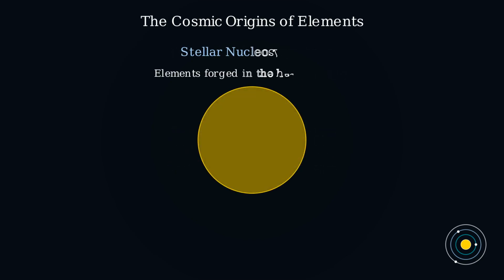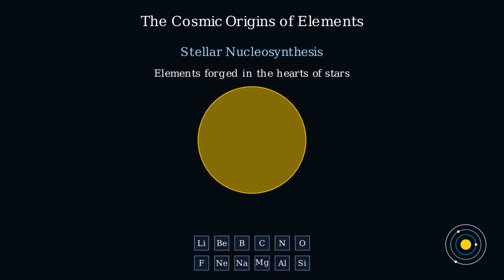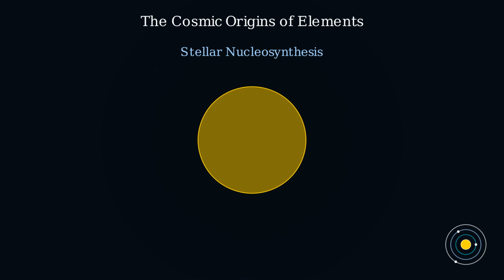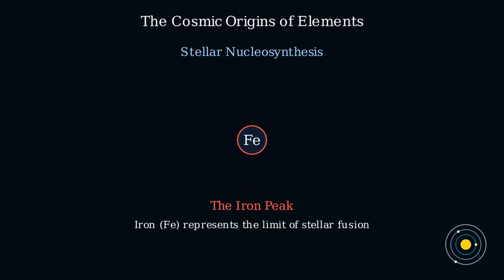As the universe cooled and the first stars formed, a new process of element creation began inside these cosmic furnaces. Through nuclear fusion, stars combine hydrogen atoms to form helium, releasing enormous energy in the process. As stars age, they can create progressively heavier elements through fusion: lithium, beryllium, carbon, oxygen, and so on. This process continues until iron is formed.